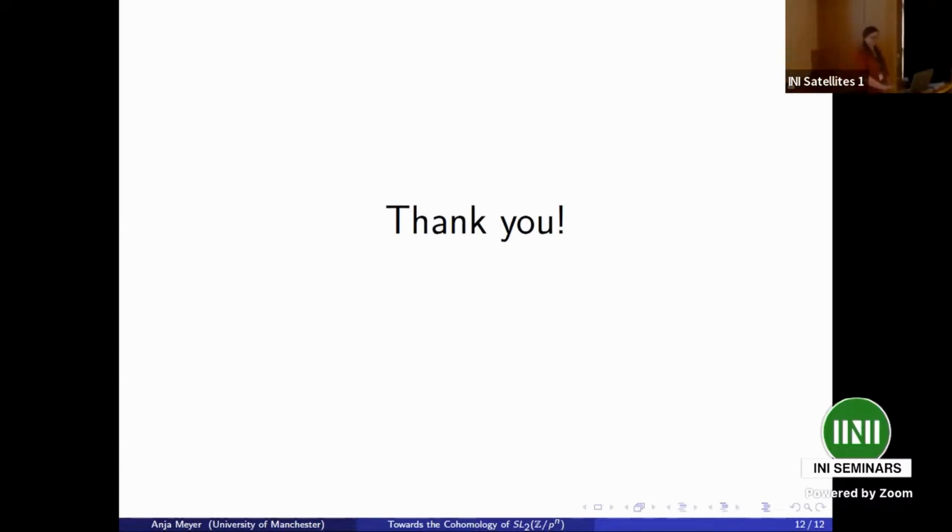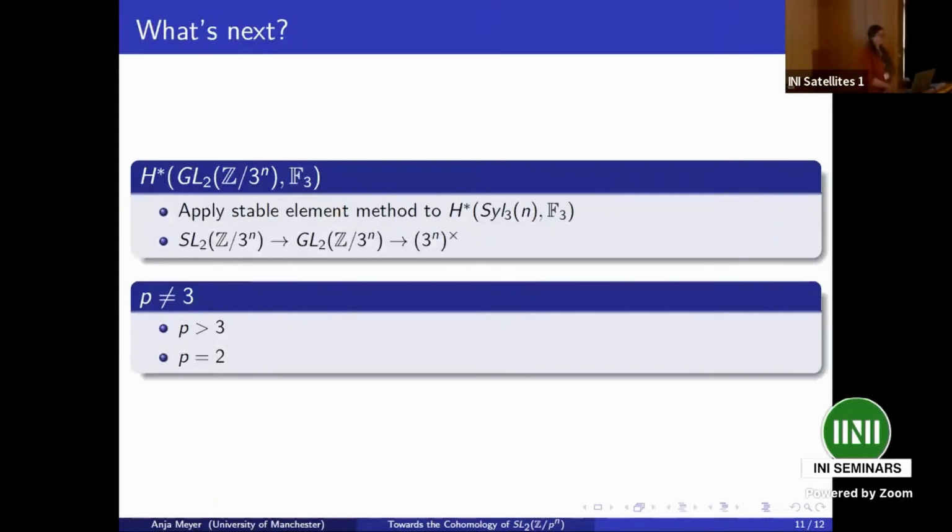Question: On your last page, it looks like you somehow got from the Sylow group back to the full group. Yes, so once we have the cohomology of the Sylow, which we have at p equal to 3, we can find the stable elements, and then this gives us the cohomology of SR2 over the continuous 3 to the end. And then once we have the cohomology of SR2, which was also the title of my talk, we can feed it into this short exact sequence to get the cohomology of GR2. But what I'm working on right now is trying to apply the stable element methods to explicitly find them, because they are going to give the cohomology of SR2 over the continuous 3 to the end.